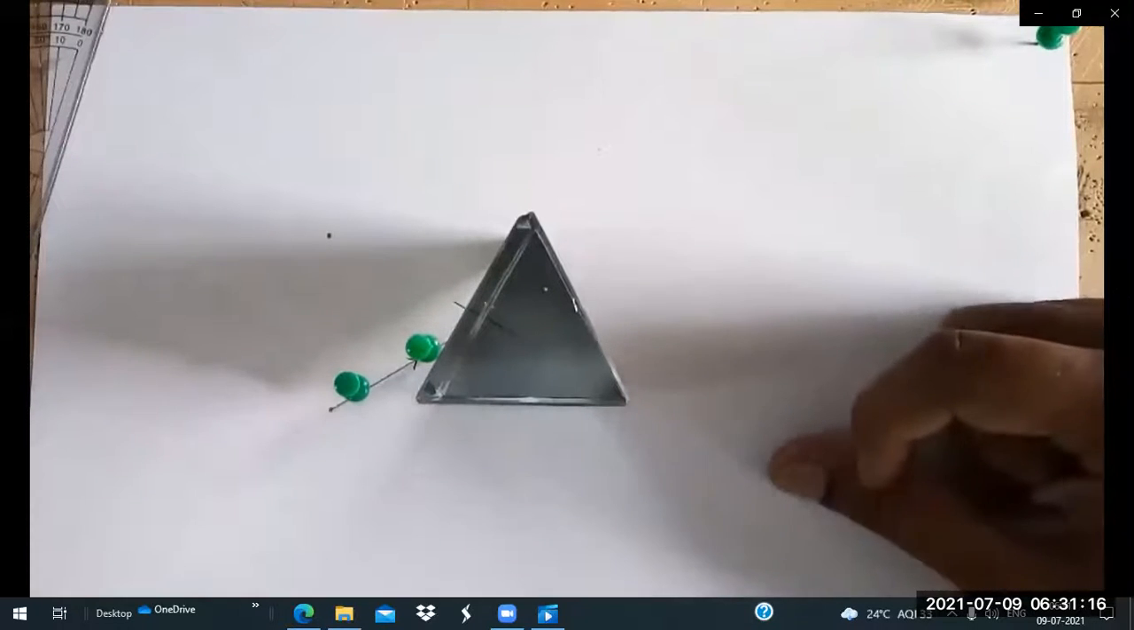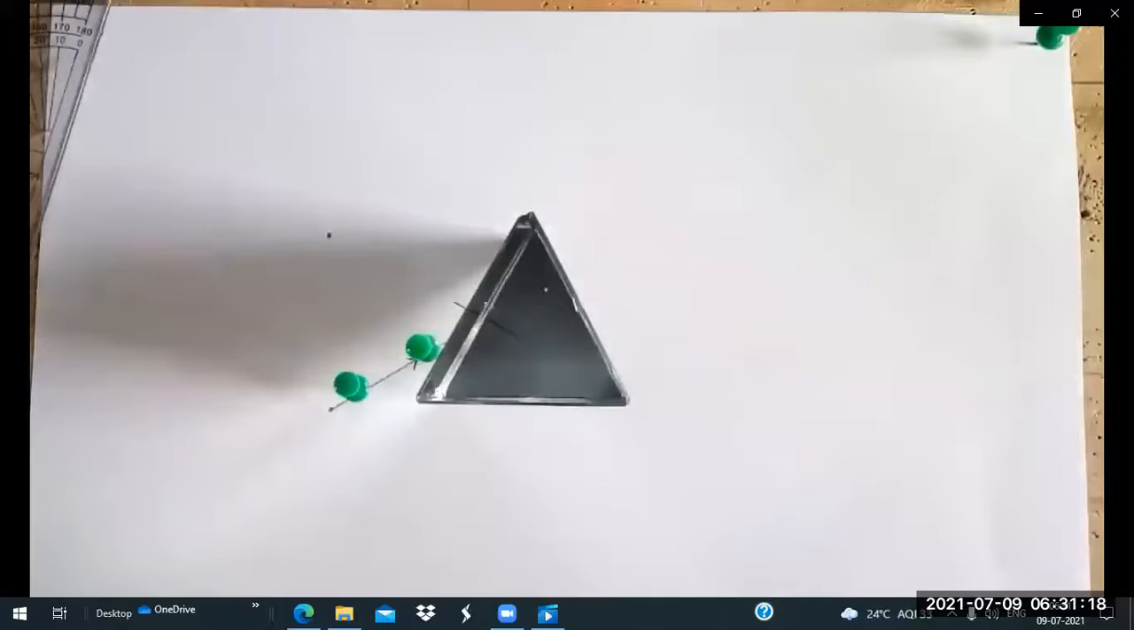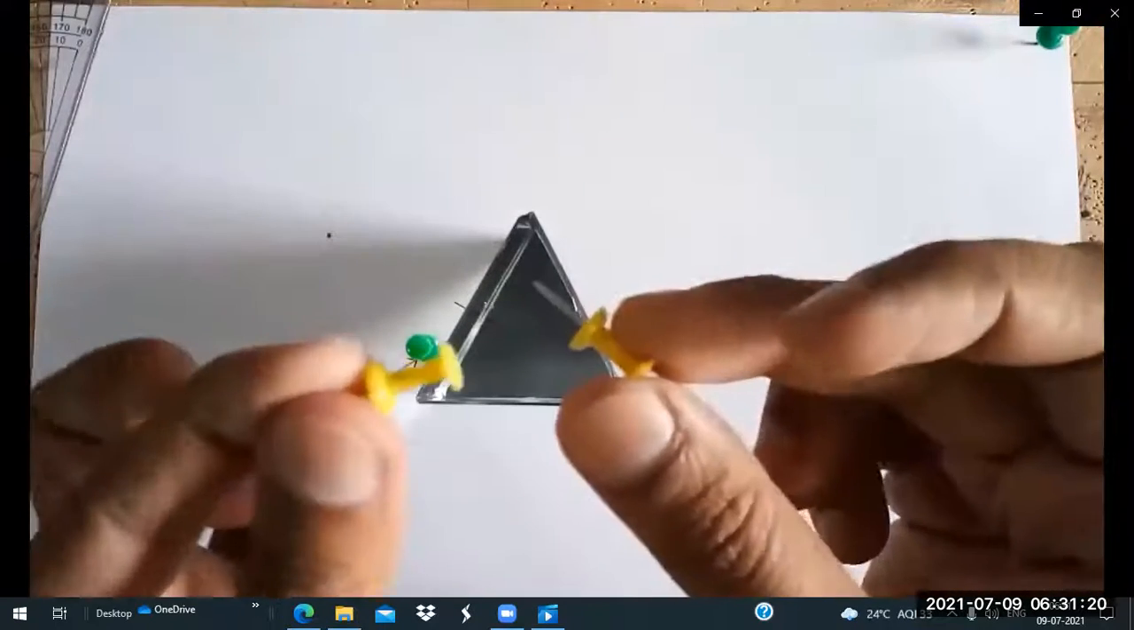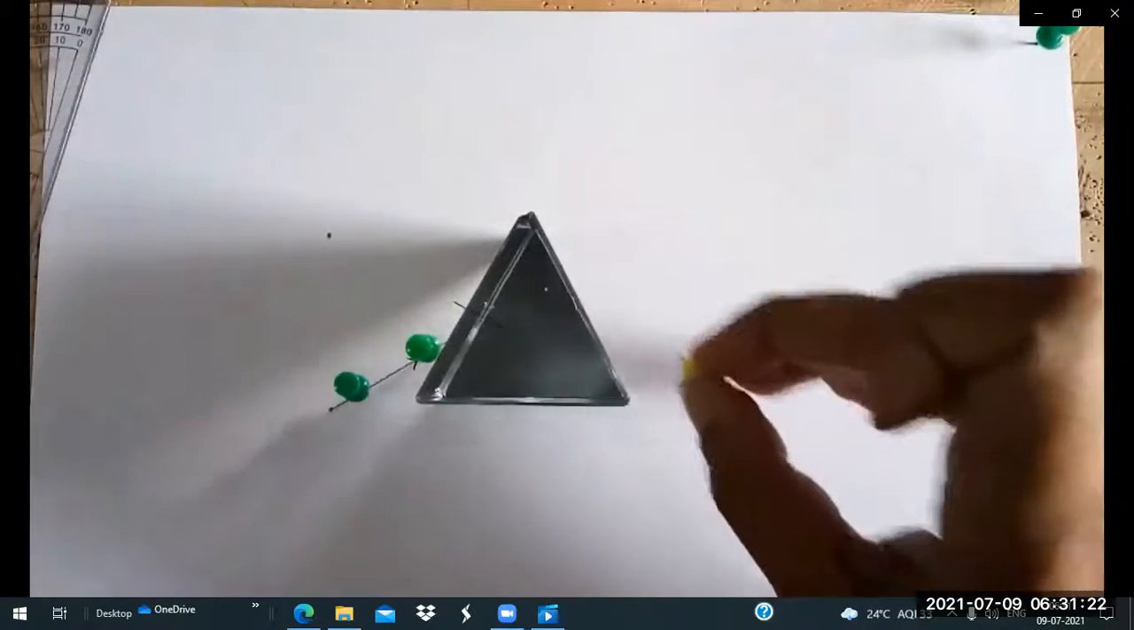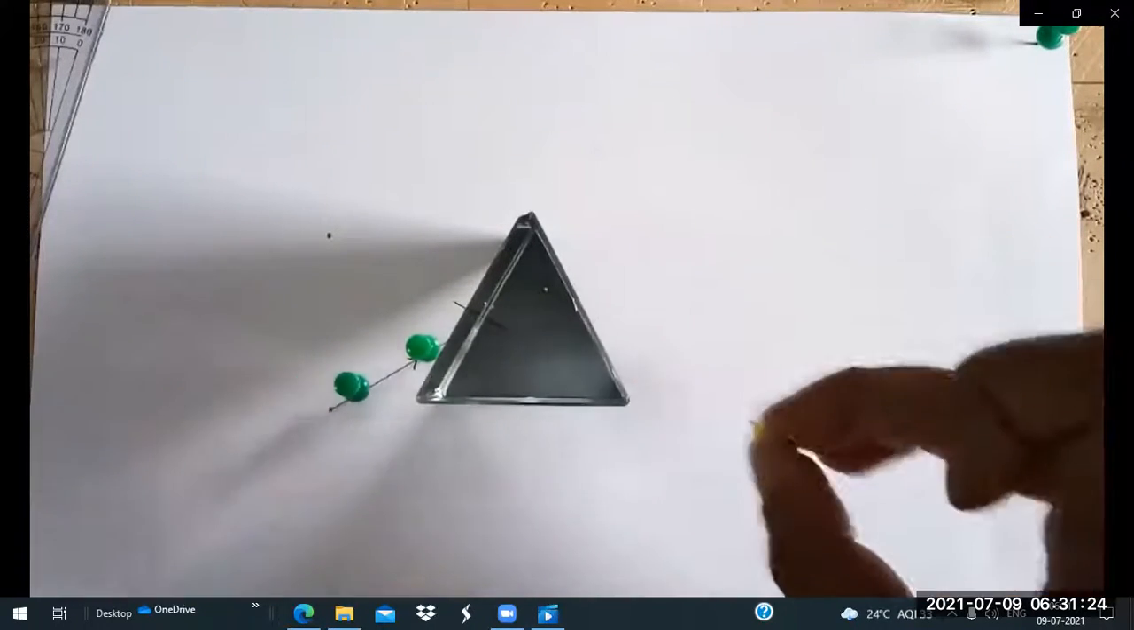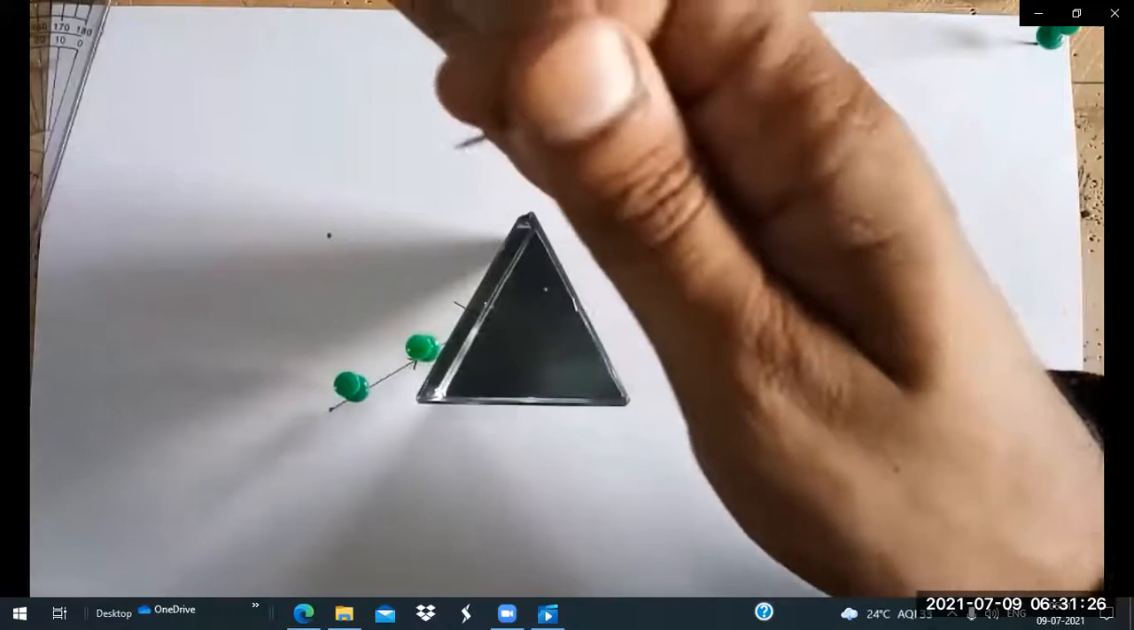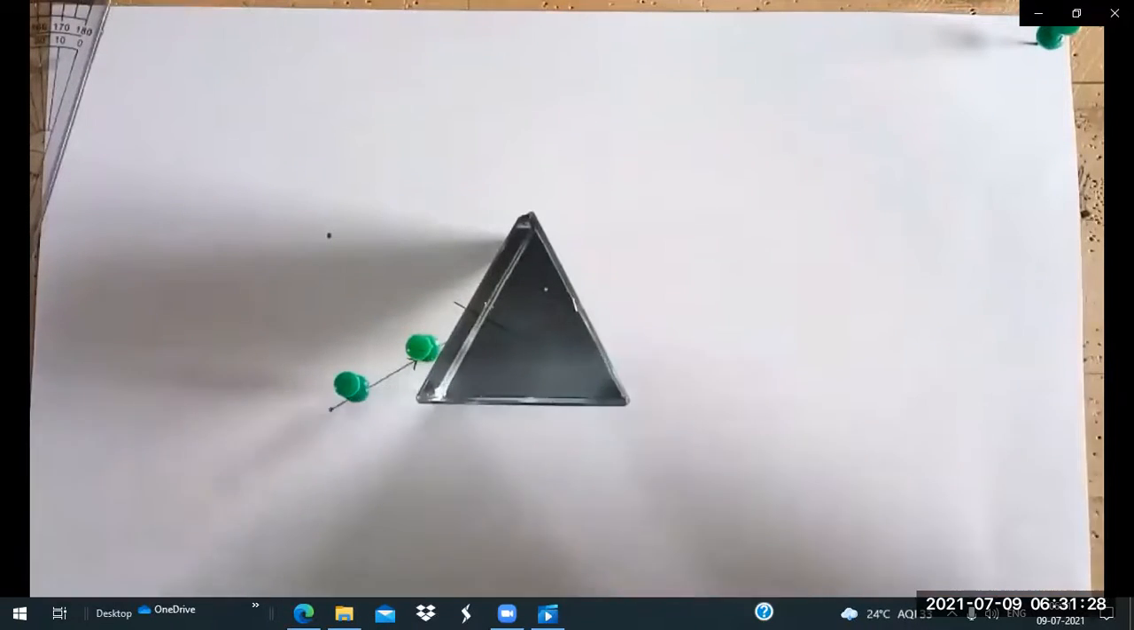And afterwards, what you are going to do is, when you see these two pins over here, we have another two pins which we are going to put on this side, and we'll make sure that these two pins are in straight line arrangement with these two pins.